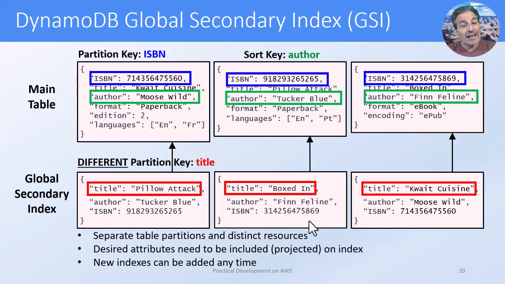And in this case, yeah, definitely any attributes that I want to query out of this index, I would have to include them on my index. We call that projecting those attributes to the index. But again, the nice thing about it, I can add them at any time. There's no requirement that they need to be added at creation time.